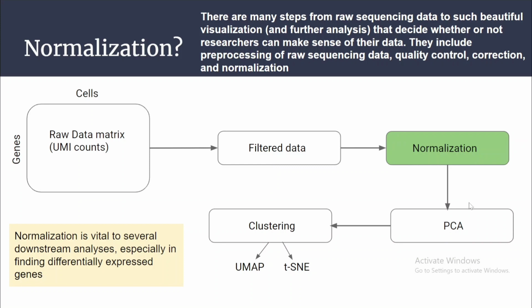And after that we have dimensional reduction with PCA, and then doing the clustering part and visualizing the data or clusters with UMAP or t-SNE. So these steps' results are dependent on what kind of normalization you have performed on your data. Normalization is an important process for the downstream analysis and specifically in finding the differentially expressed genes.